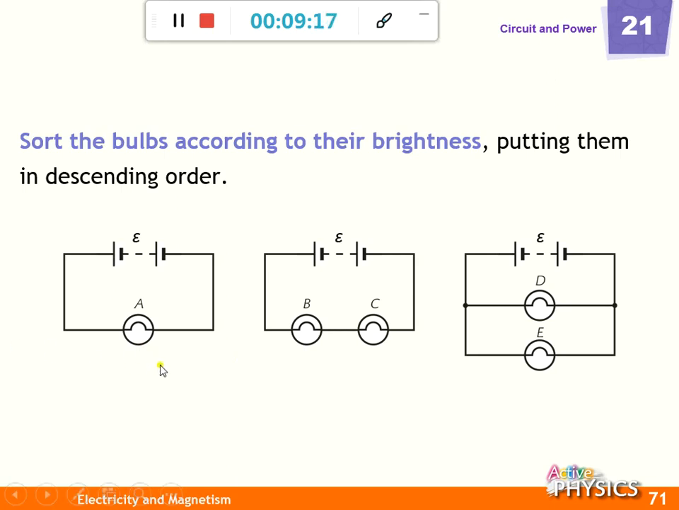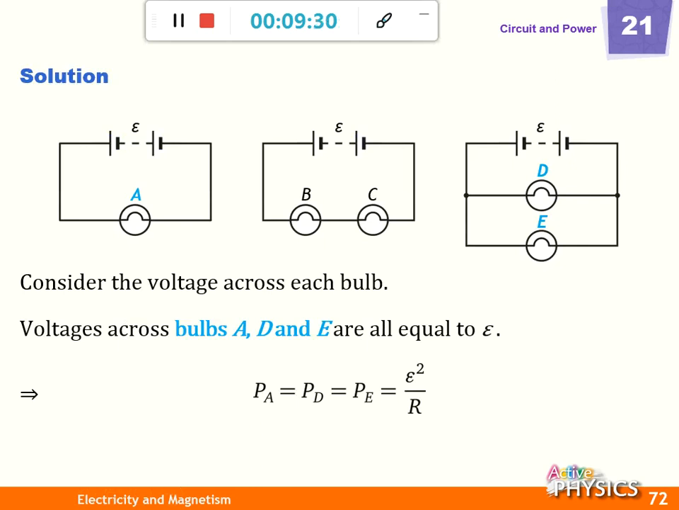Once again, what's the power equation? If you know I and V, then that's all. Of course, if you know R, that's all. We have three different forms. Now in this case, which form should be used? Here, consider the voltage across each light bulb. You can see that light bulbs A, D, E are all equal to epsilon. What's the meaning? It means that here, negative terminal 0 volt, positive terminal epsilon volt. So for A, the PD across it should be epsilon.